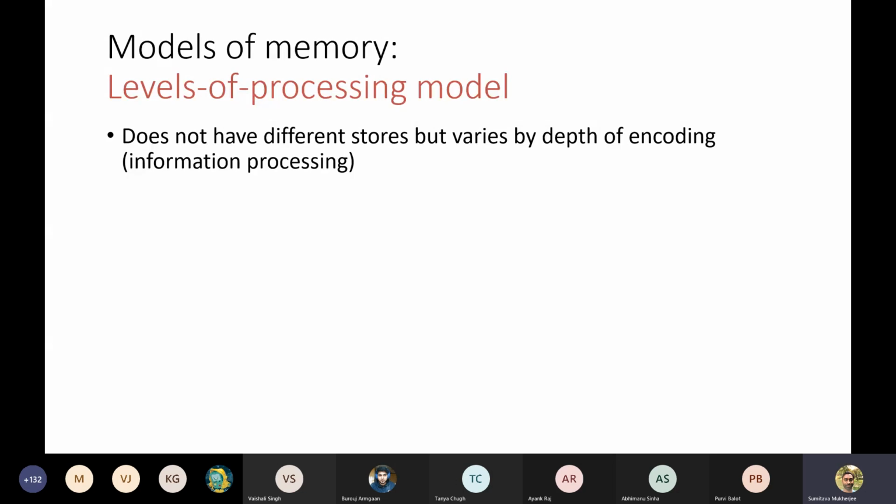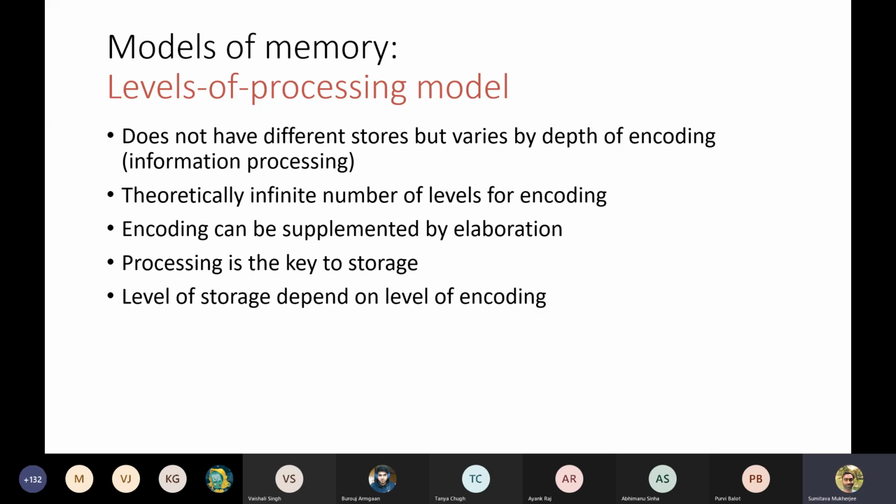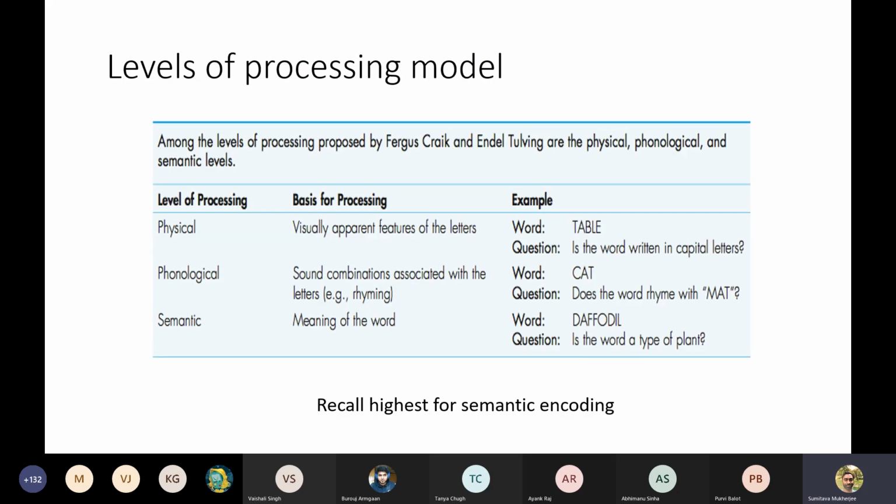And this is the second kind of memory model, where they treat memory as a process, not as a store. They think that how much is stored is based on the level of processing involved at the encoding stage. And here there are three different examples of levels of processing that we have talked about. Physical, which is at a very superficial stage, phonological, a slightly deeper stage, and semantic, the deepest stage of processing.